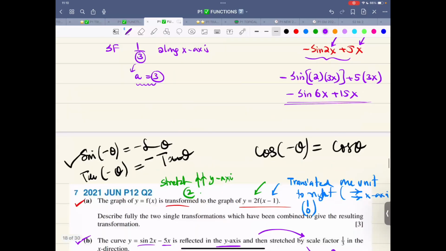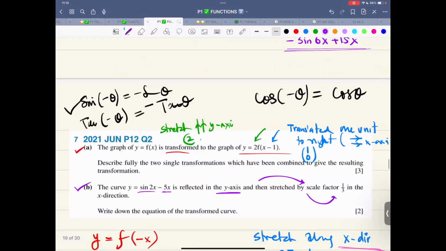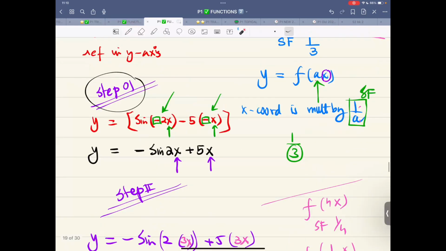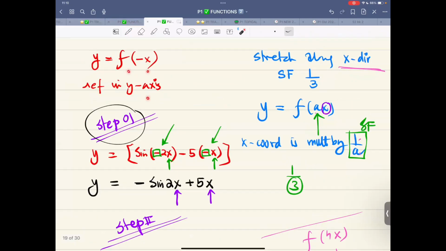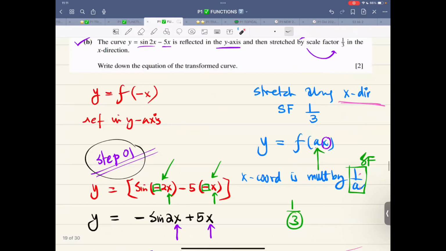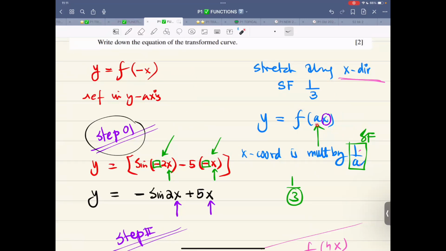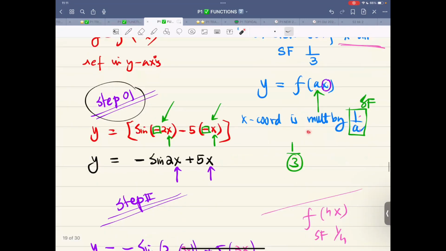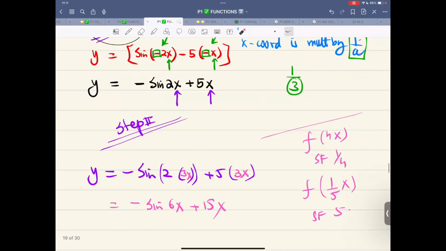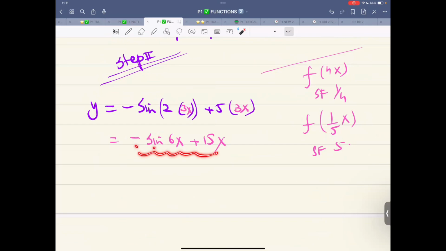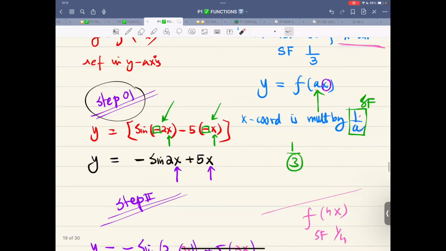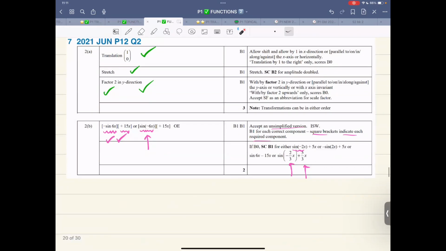So that was the tricky part. The second part. Let's first have a good look at it. Sine of negative theta is minus sine theta. And over here, reflection in the y-axis. So this minus is there, this minus is there, this 2 becomes positive, this minus comes out according to this rule. And then the scale factor is 1/3, so a goes over here. The x coordinate multiplies with 1 over a. This whole thing is the scale factor, but we write a over here, the reciprocal. And then the final answer is minus sine 6x plus 15x. That is the answer for this part.